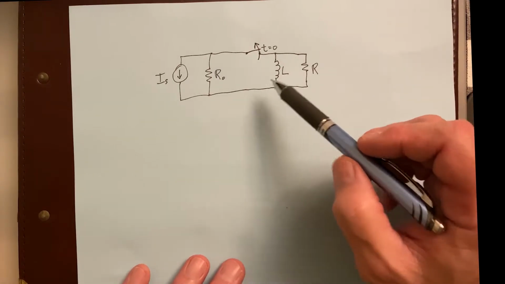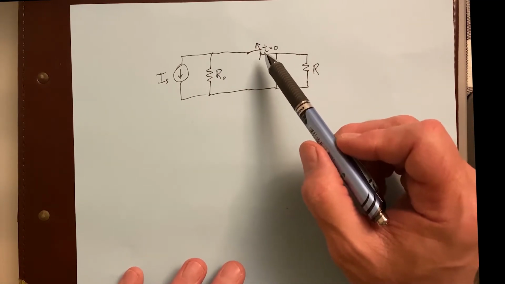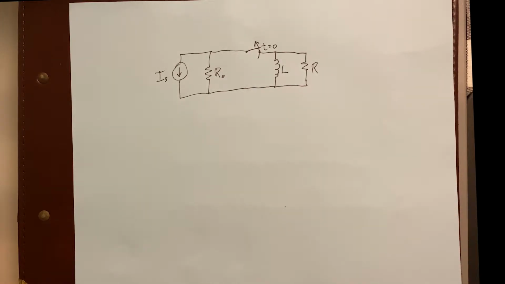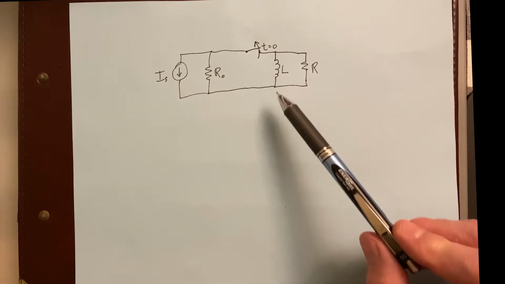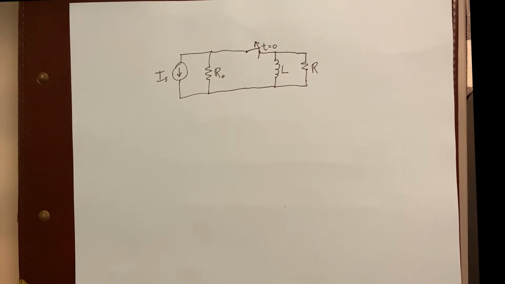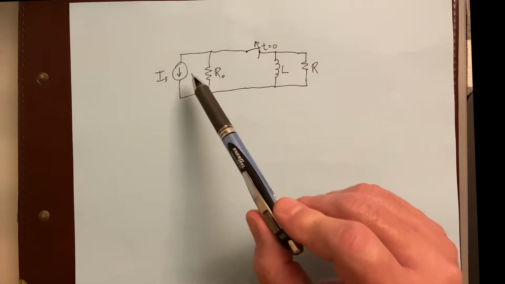So let's talk about what's going on here. First of all, before t equals 0, that switch is closed. That switch has been closed for a long time before t equals 0. Okay, so before t equals 0, that switch is closed, and it's been closed for a long time. So what's going to happen here?